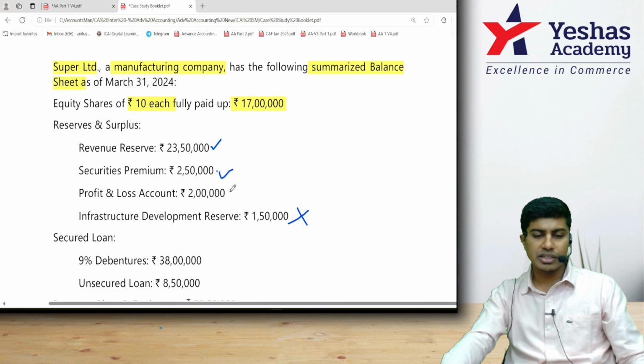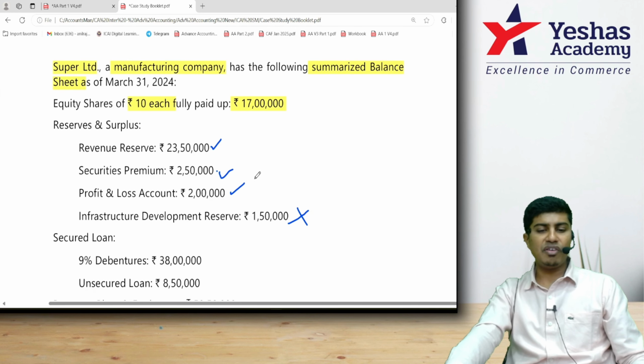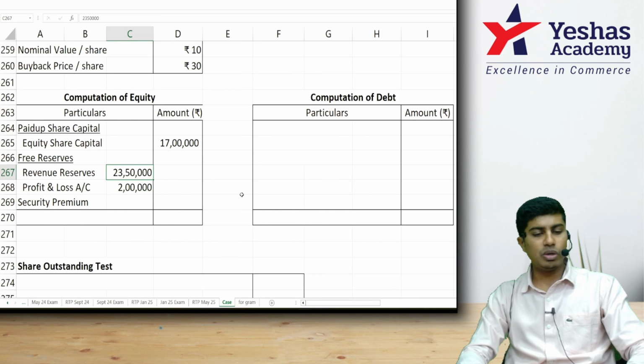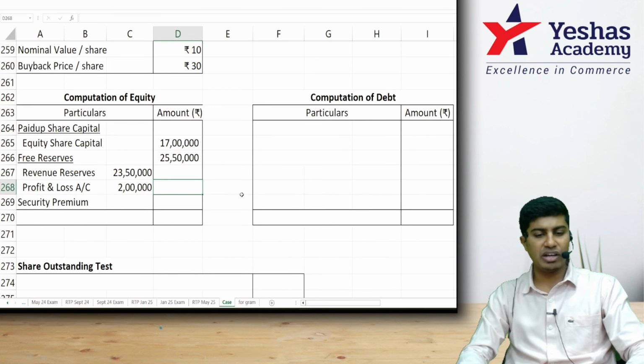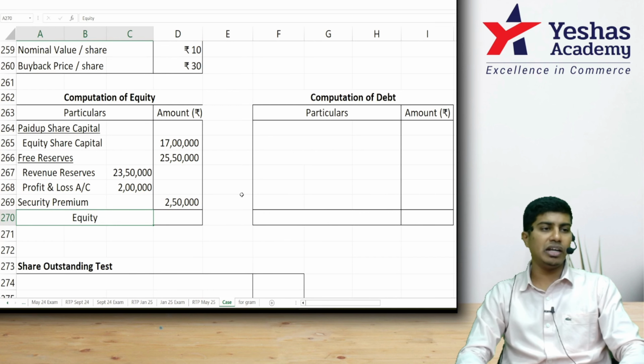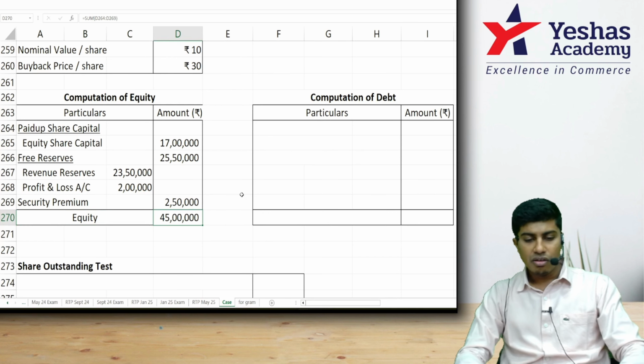But we'll consider these two. Shall I write 23 lakh 50, 2 lakh 50 and 2 lakh? Yeah, 23 lakh 50 and 2 lakh together will form our free reserves of 25 lakh 50. Security premium is 2 lakh 50. Add it all together, you will get equity. What is total equity? 45 lakh.